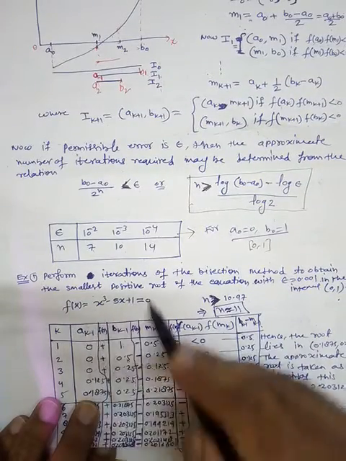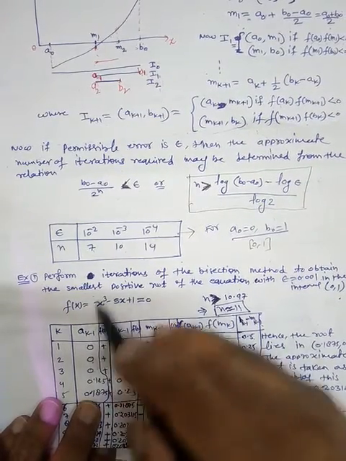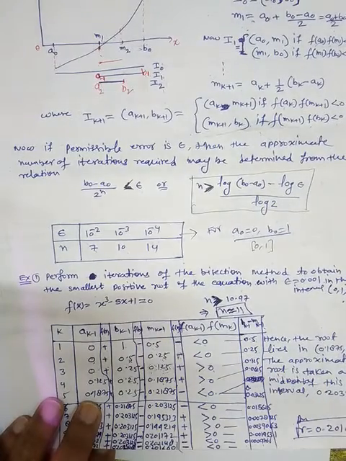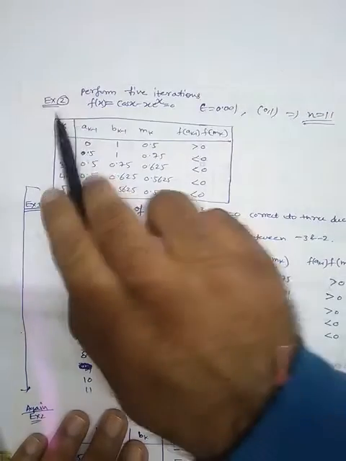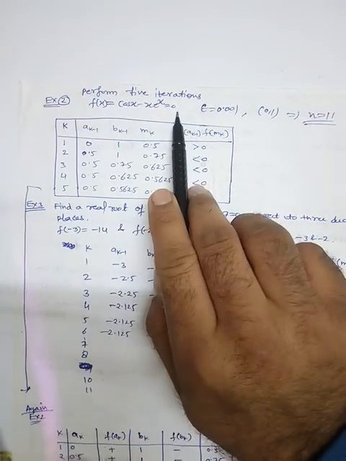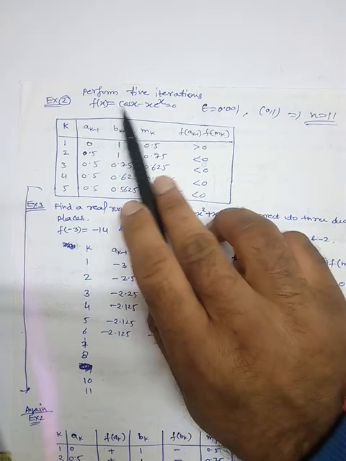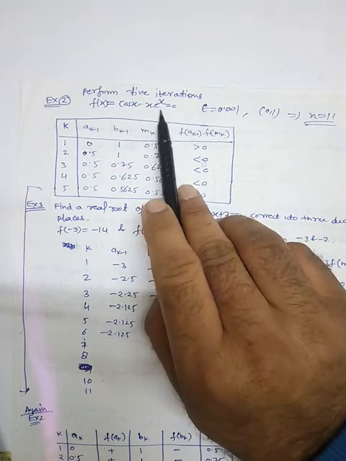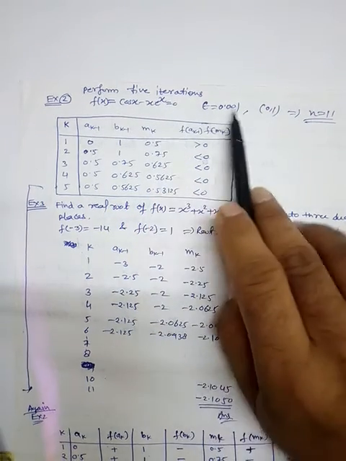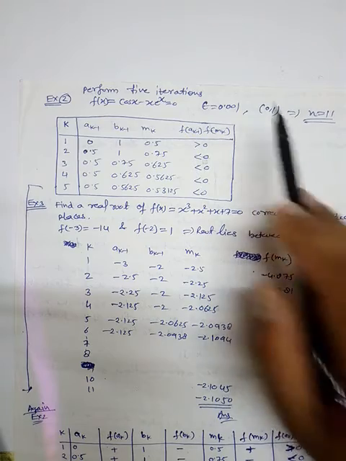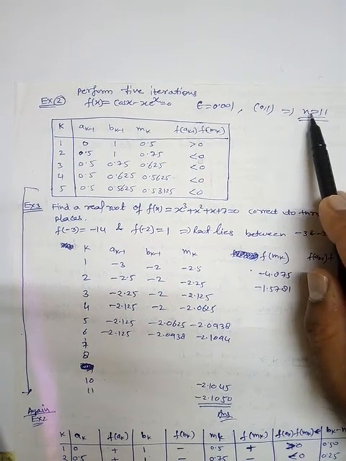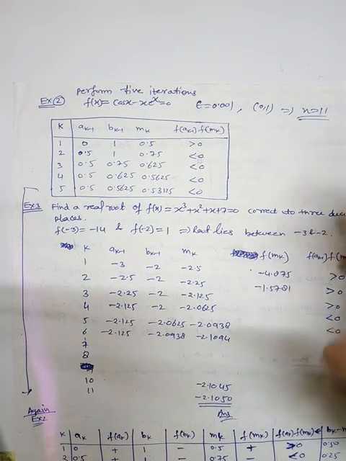Here we have taken the problem, a polynomial, explicit problem. Now if we are taking another problem, this second problem, the transcendental problem. Function is cos x minus x e raised to the power x is 0, epsilon is 0.001, interval is 0 to 1. Again n is greater than or equal to 10 point something.